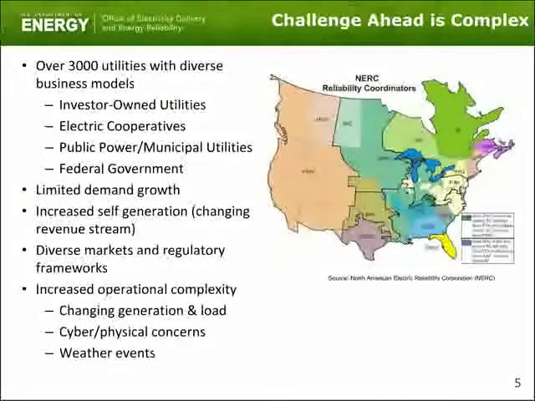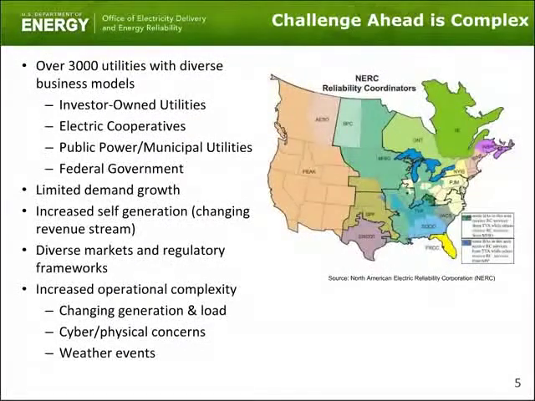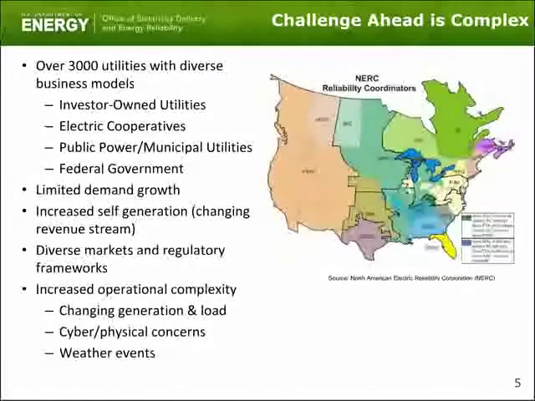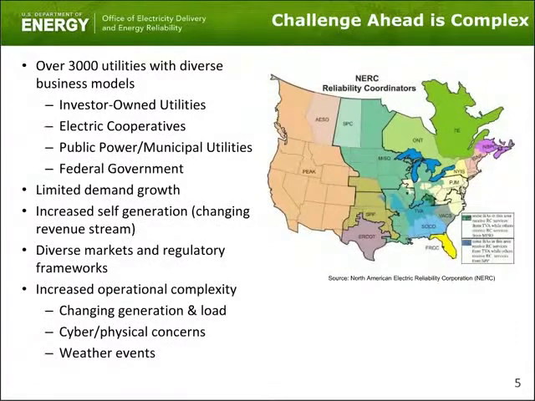The challenge ahead is complex. The system comprises over 3,000 utilities. Some of them are investor-owned utilities, others are electric cooperatives, and then there's public power and municipals. Over the past decade, electricity use has been increasing at a decreasing rate. In addition, there has been increased self-generation. You can see that in regions where there's been a growth in things like photovoltaics. Homes and businesses are not only consumers, but now they're producers of electricity. Both of these factors impact the revenue, one that is traditionally emphasized on the sale of energy.